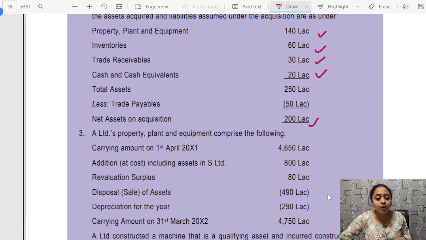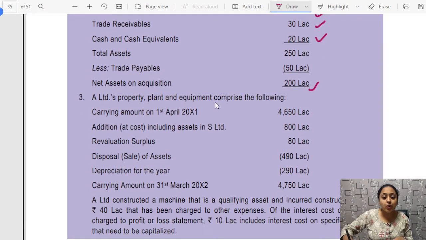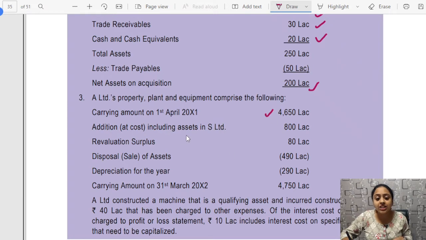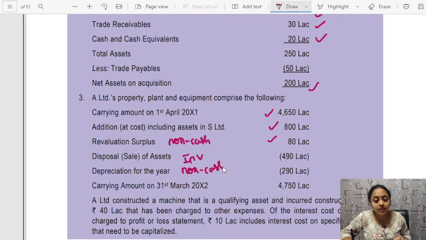A Limited's property and plant comprise the following. Carrying amount on 1st April is 4650. Addition at cost including assets in S Limited is 800. Revaluation surplus is non-cash. Disposal of asset is investing. Depreciation for the year is non-cash. So the carrying amount is 4750.